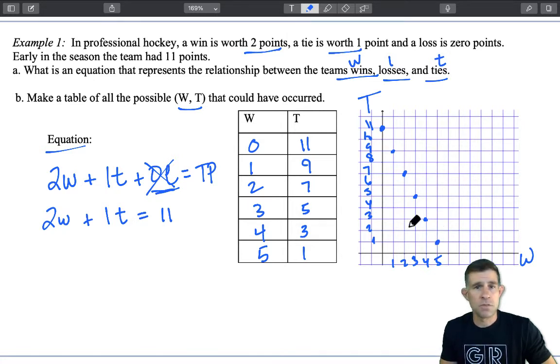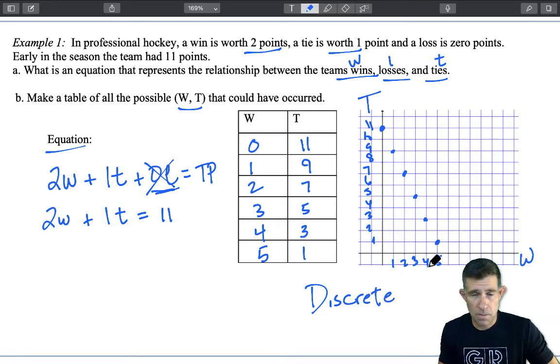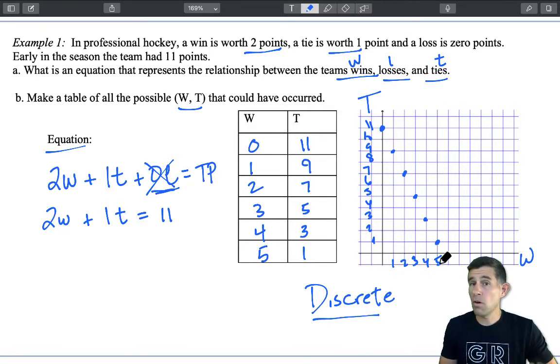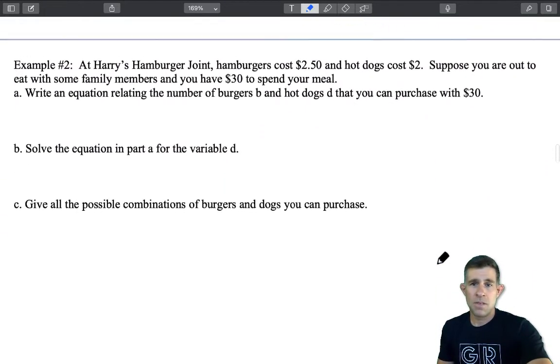Now, my question for you is, should this be a discrete or a continuous function? It doesn't make sense for it to be continuous because you can't have a partial win. You can only have whole number wins. So we say that this is going to be a discrete graph or discrete function because our domain is only going to be these counting numbers, and it's not going to be all real numbers. All right, moving on to example 2.